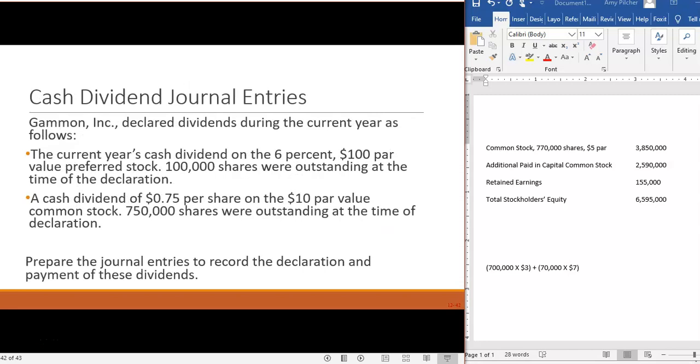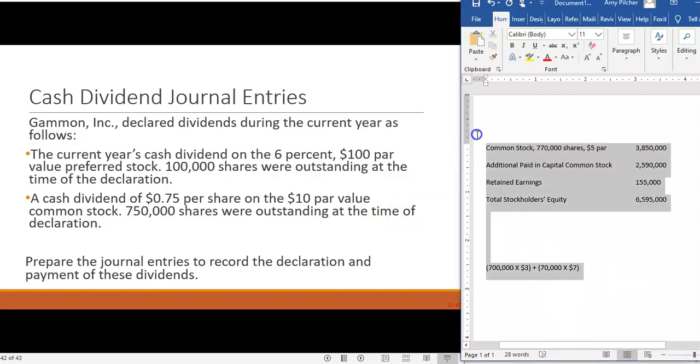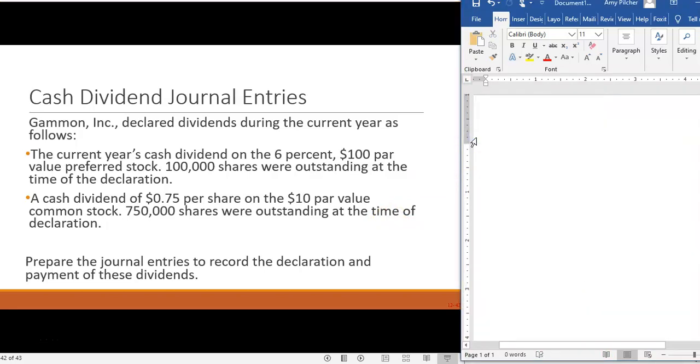Now we're going to look again at a couple of the journal entries for cash dividends. So here we have an example. We declared dividends in the current year. So we have current year's cash dividend on the 6% $100 par value stock. We have 100,000 shares of outstanding par value stock. Then we have a cash dividend of 75 cents per share on the $10 par value common stock, with 750,000 shares outstanding. So we need to determine what the total amount of our dividend is.